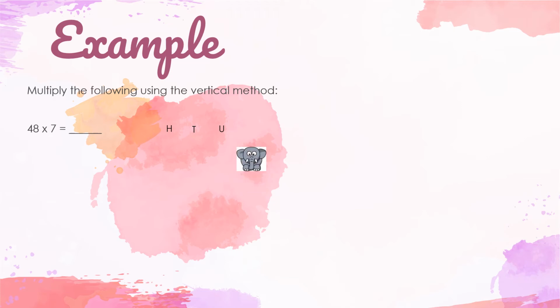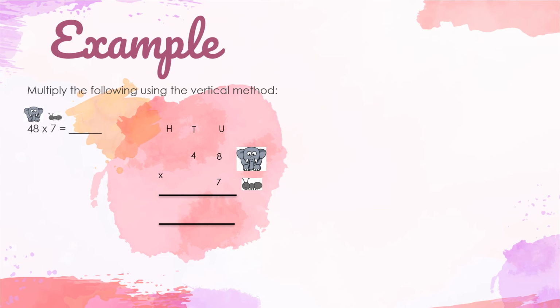Let's do a quick example of short multiplication. We're going to use the vertical method. So our example is 48 times 7. We need to line up our place value columns. We write our bigger number first and our smaller number underneath. So our bigger number is 48. Write the ant underneath, which is 7.